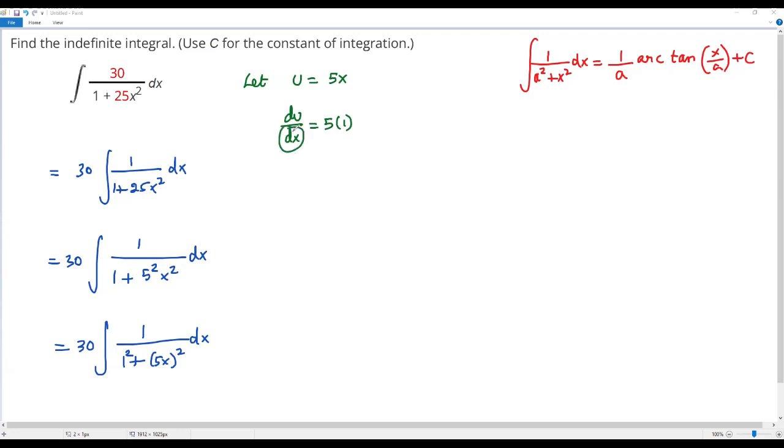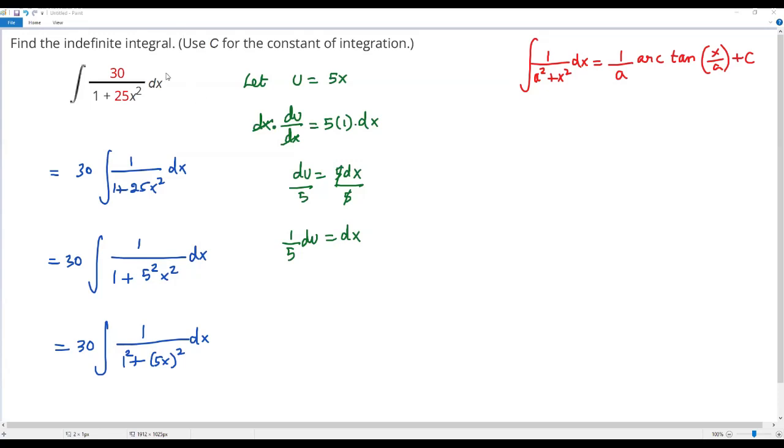Okay, now to get rid of the dx in the denominator, I multiply both sides of this equation by dx. When I do so, this dx will cancel out. I am getting du equals 5 times 1 is 5, 5 times dx is 5 dx. Okay, now let me divide both sides by 5. When I do so, this 5 will cancel out. And this du over 5 can also be written as 1 over 5 times du. On the right side, we get dx.